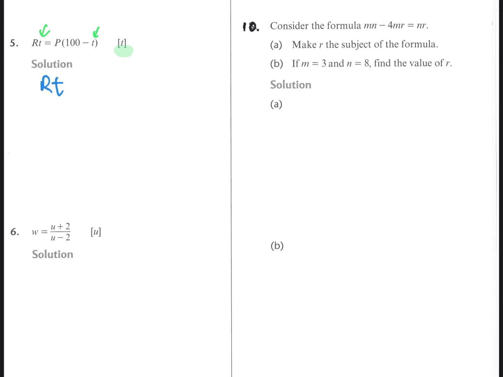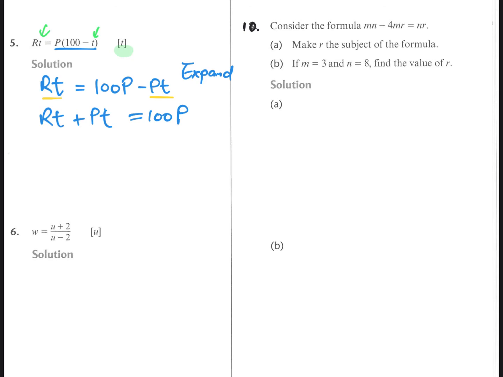Now, our T is on the left-hand side already, but on the right-hand side, the T is in the brackets. So we need to expand it to 100p minus pT. Here, we do expansion because I want to break down the brackets. Next, the key will be to put the T together so that I can make T the subject. So as a result, we simply put pT to the left-hand side and it turns to RT plus pT equal to 100p on the right-hand side.